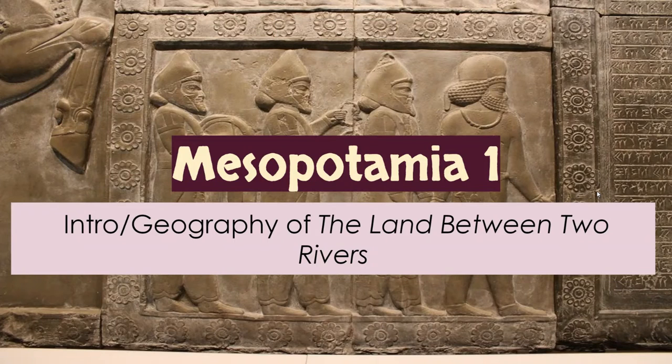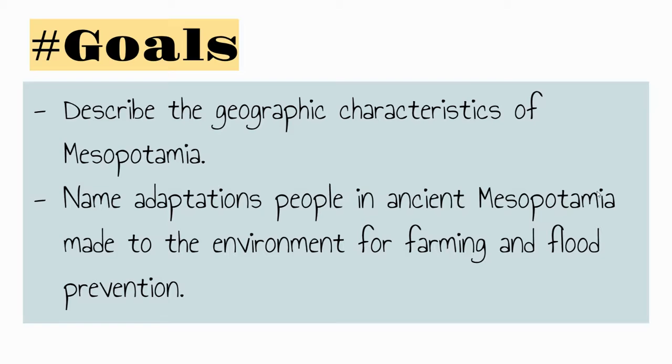Hello, class. Today we're learning about ancient Mesopotamia and the geography of the land between two rivers. So, our goals for today: describe the geographic characteristics of Mesopotamia, and name adaptations people in ancient Mesopotamia made to the environment for farming and flood prevention.